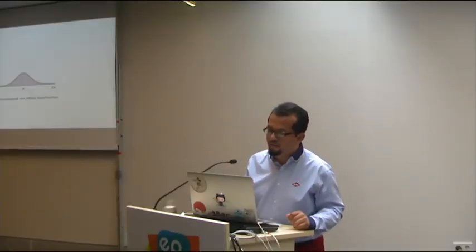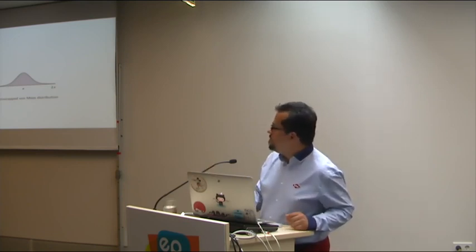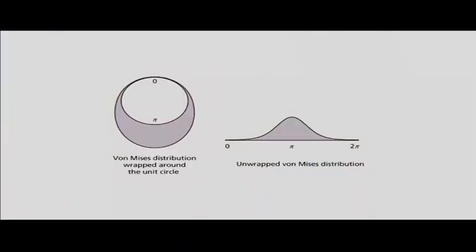Another one of note is the von Mises distribution that is sort of like the normal distribution but for angles in a circle. Because when we have angles, we can see that several angles may actually correspond to the same point in the circle. So the von Mises distribution is wrapped around the circle to consider the effect of this double angles for every point.